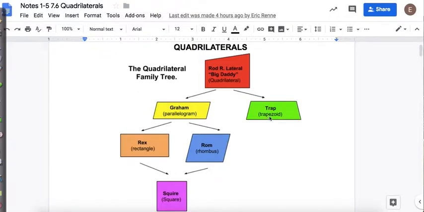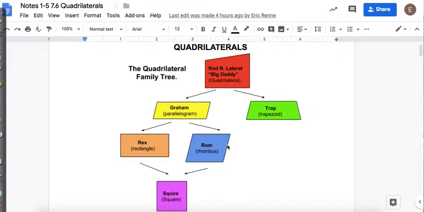In time, Graham settled down and had two children himself, Rex and Rom. Rex inherited his father's tendencies toward orderliness. He too was always lined up just so, but he walked straight and tall, like a right angle. Rom, like his father, tended to walk with a slant, but was perfectly proportioned. All four of his sides were exactly the same length.